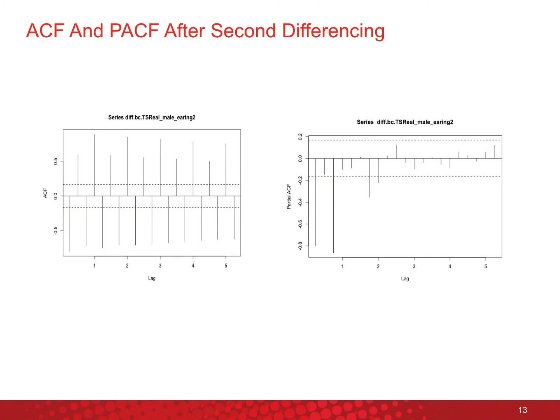The ACF and PACF of the differenced series was plotted. The PACF shows 3 significant spikes. This suggests that we should include the ARIMA 320 model as one of our candidate models.